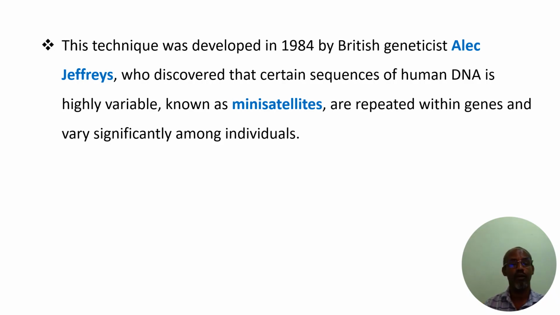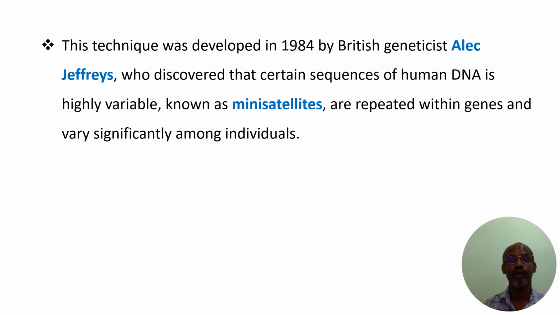Minisatellites, of course, are named by many different names. I will tell you the names: minisatellites, or variable number tandem repeats, or short tandem repeats, whatever. These are repeated within genes and vary significantly among individuals. You see, this is the basis for genetic fingerprinting. Highly polymorphic means highly variable. They are different between you and me and him, her, whatever it is.